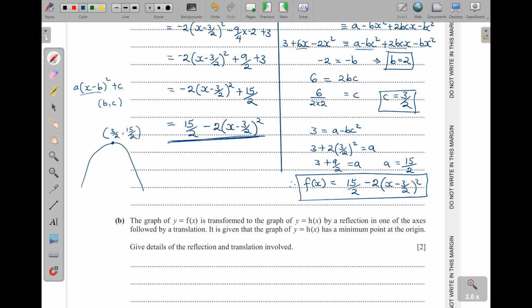Now this is a maximum point, meaning all values of y are going to be below this point here. All of them are going to be below. This one is the maximum. So the range of f is going to be given by f of x less than or equal to 15 over 2. Range is given in the form of the function, and the domain is given in terms of the independent variable, in this case the x. Okay, so that is that.